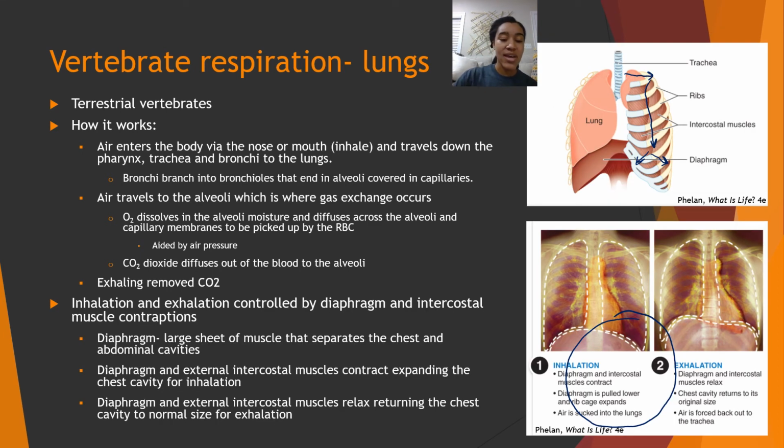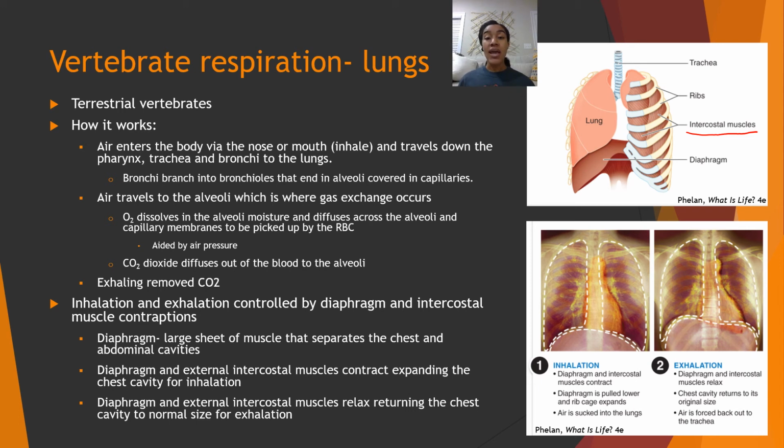So I just mentioned exhaling. We all know we need to inhale and exhale in order to breathe, but how does this process work? There are two sets of muscles that are involved in inhalation and exhalation, and those are your intercostal muscles, which are the muscles located between your ribs, and your diaphragm, which is a large sheet of muscle that lies between your chest cavity and your abdominal cavity.